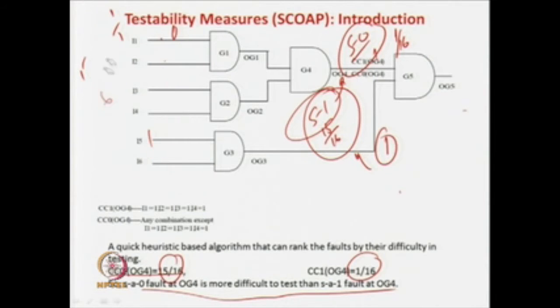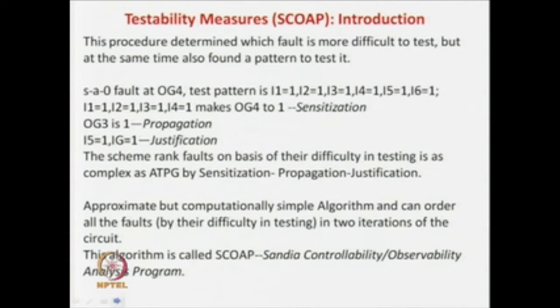We have said that you have to apply a 1 over here. So 1 and 1 is the test pattern, and to test a stuck at 0 fault you have to apply 1 1 1 1, only one combination. And for the stuck at 1 fault, any other combination other than this one. So indirectly we have generated test patterns for finding out which is the difficult to test fault and which is the easy to test fault. This is not a very good approach.